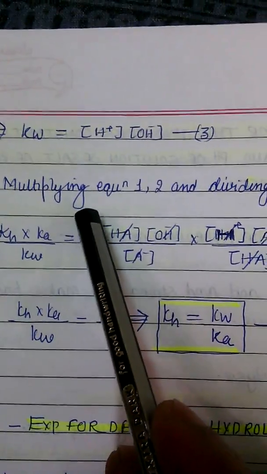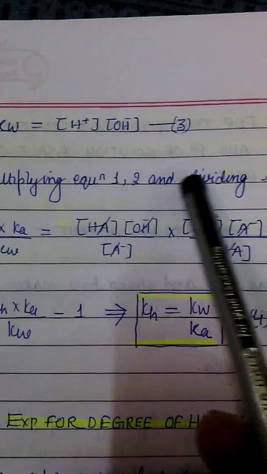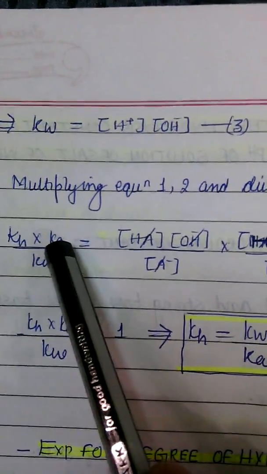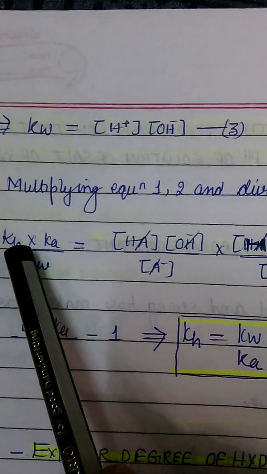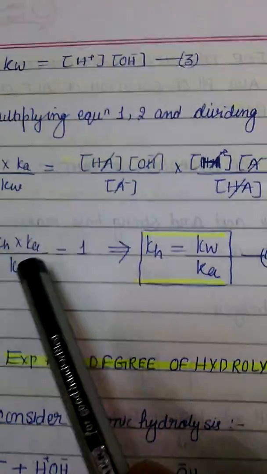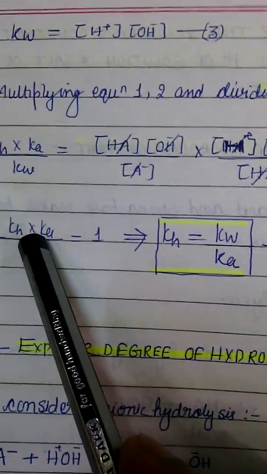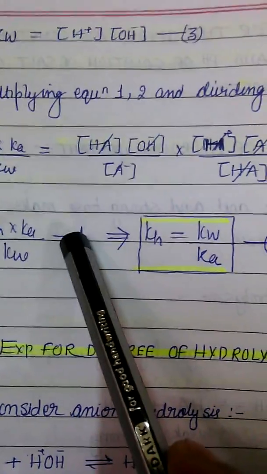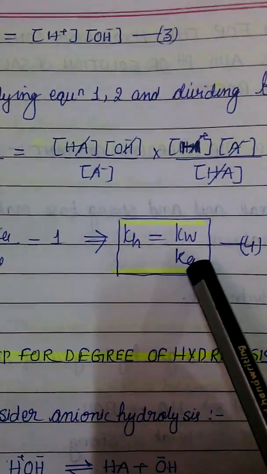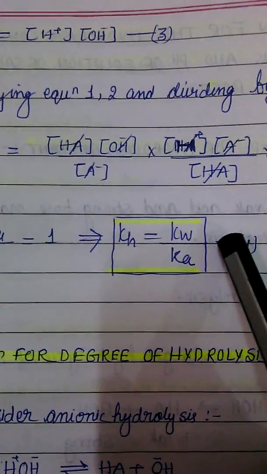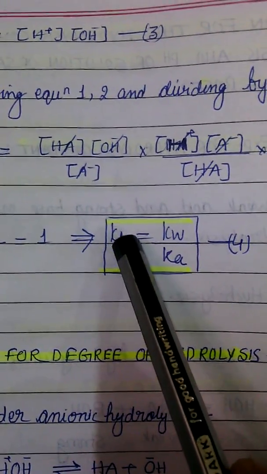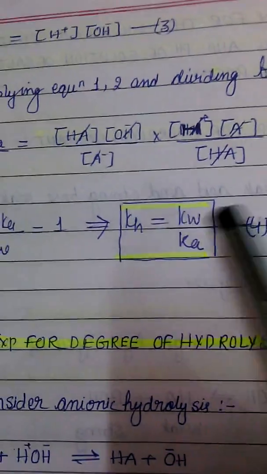Now what we need to do is multiply equations 1 and 2 and divide by equation 3, that is Kh into Ka by Kw. By putting the values of Kh, Ka and Kw and solving, we get Kh into Ka by Kw is equal to 1, and therefore Kh is equal to Kw by Ka. This equation number 4 represents the expression for the hydrolysis constant for the salt of weak acid and strong base.